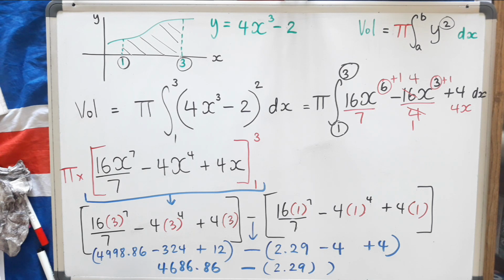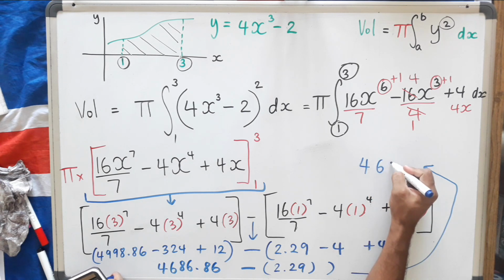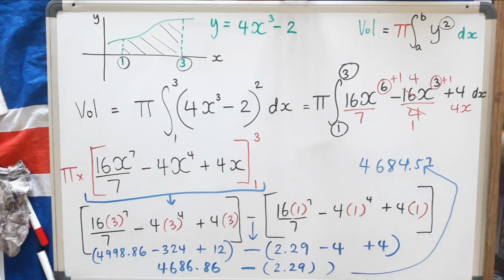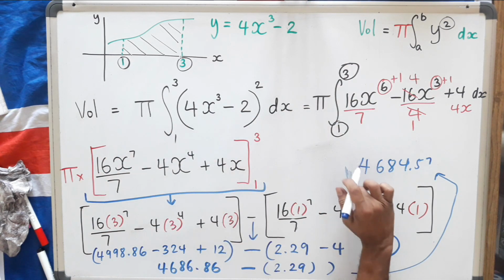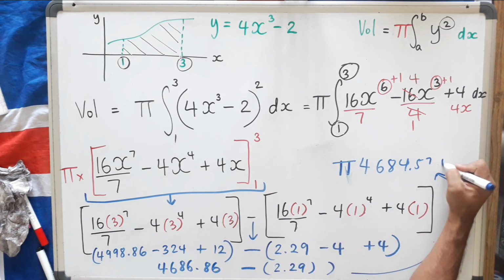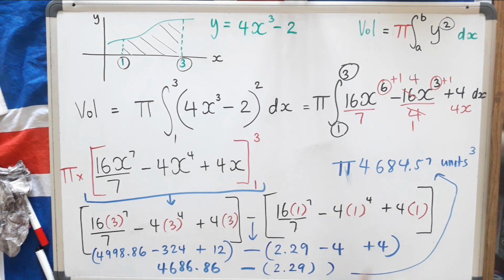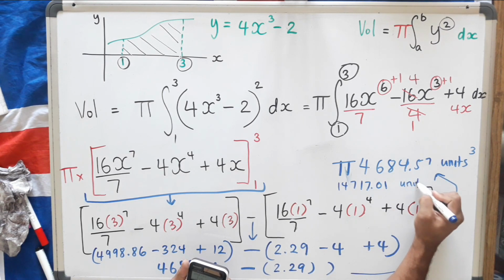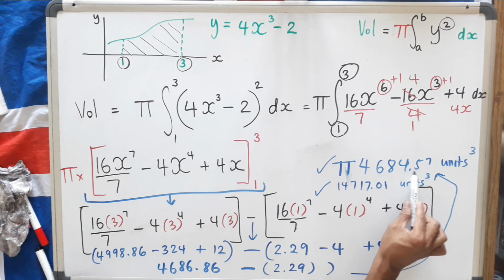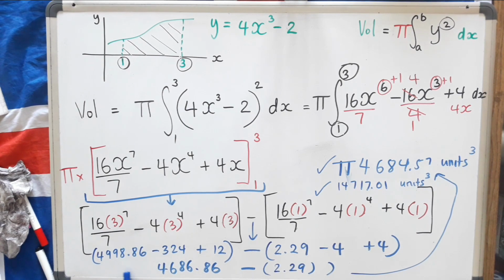4686.86 minus 2.29. Sorry, running out of space here, so I'm just going to put it here. Is 4684.57. And this entire answer, remember I told you that when we worked it out according to the formula, we have to multiply by pi. So we could put pi here, and of course it would be units cubed because it's volume. Or you could take this and multiply by pi and get a decimal. So you get 14717.01 units cubed. This is correct and this is correct. Some textbooks leave the answer in terms of pi, and some textbooks will just multiply it out. Let me just check the camera to make sure that the bottom line didn't get cut off. Nope, everything is over there.